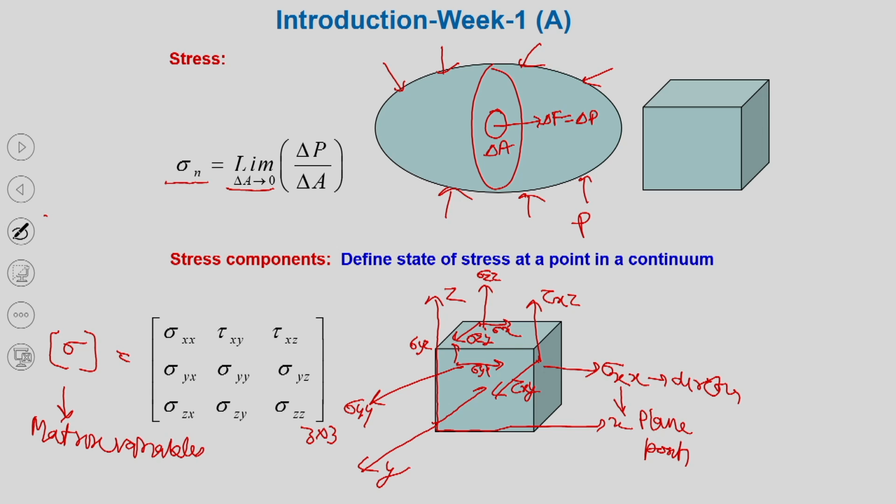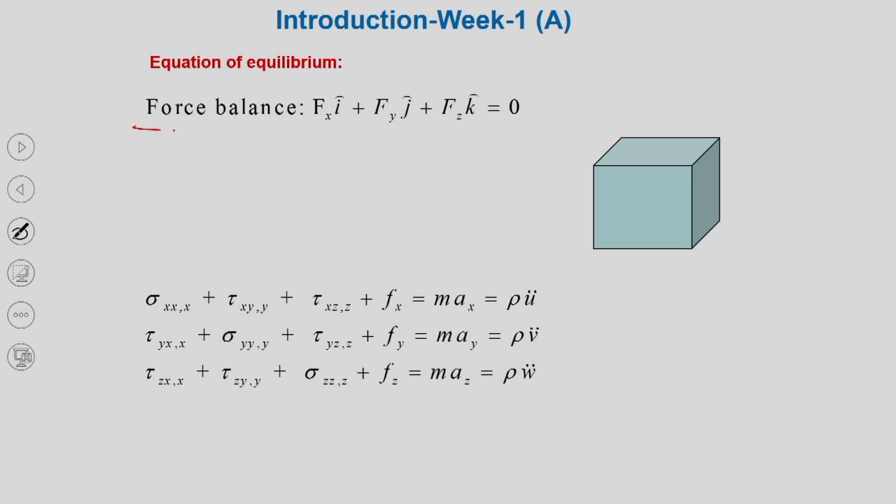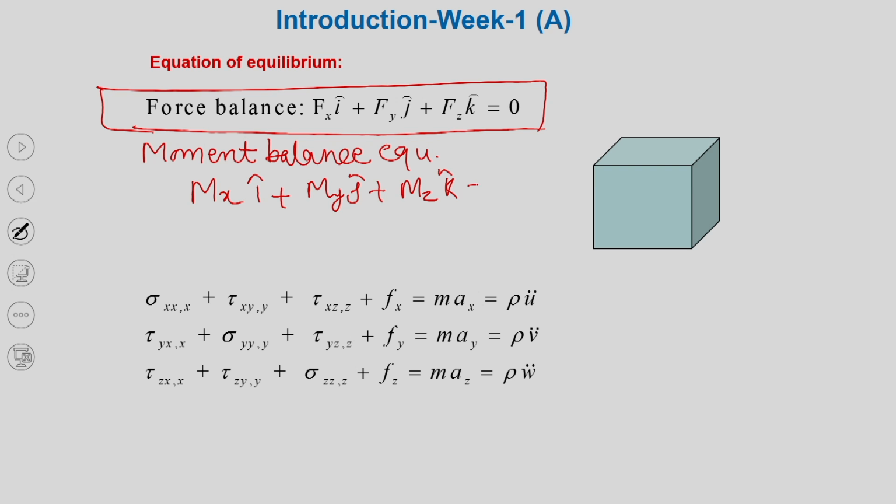Because we can write them so. Then the equation of equilibrium. Equation of equilibrium, I think in undergraduate you are aware of the force balance equation. Similarly, you have a moment balance equation, which is equal to mx of i, my of j, mz of k equal to 0.